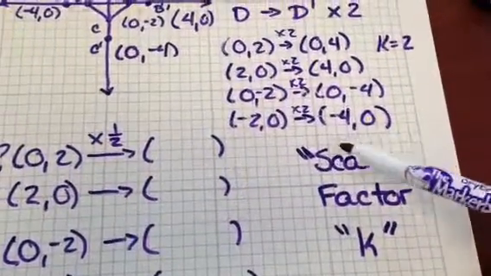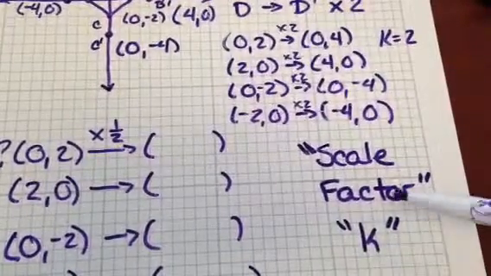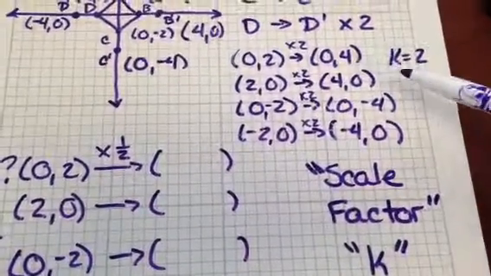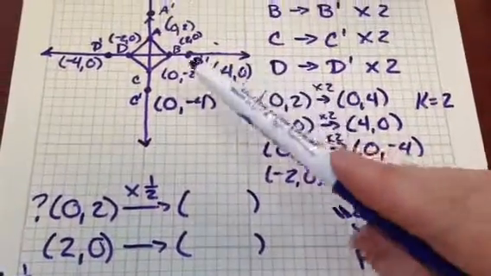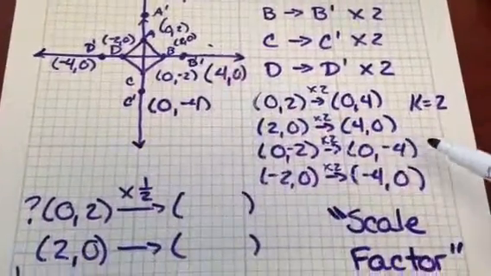So this scale factor, we give the symbol K. That's why up here I wrote K equals 2. That's the scale factor is 2, going from A to A prime.